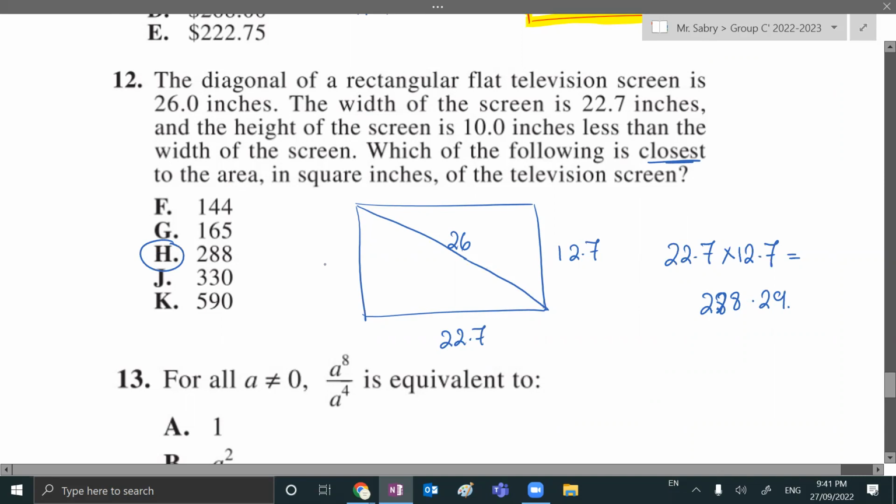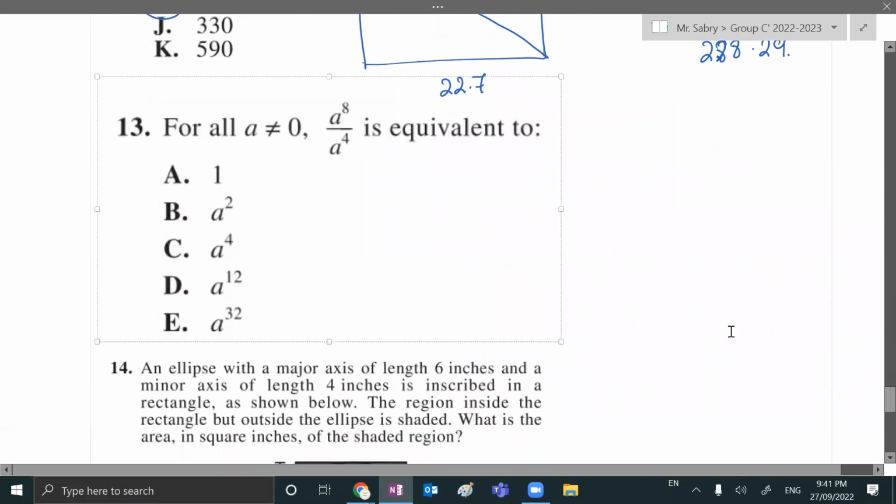لا. Yes. Perfect. Now we'll move to this one.